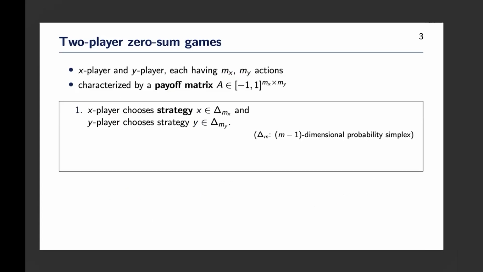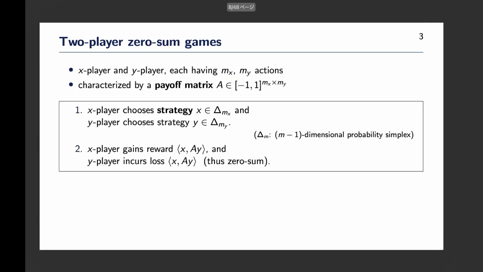More generally, two-player zero-sum games can be formulated like this. First, the X and Y players choose strategies x and y, which are probability distributions over the action sets. Then the X player gains a reward of x transpose A y, and the Y player incurs a loss of the same amount. So this is a zero-sum game. The intuition of x transpose A y is that we assume the X and Y players choose their actions following the strategies x and y. Under that assumption, x transpose A y is the expected reward for the X player.